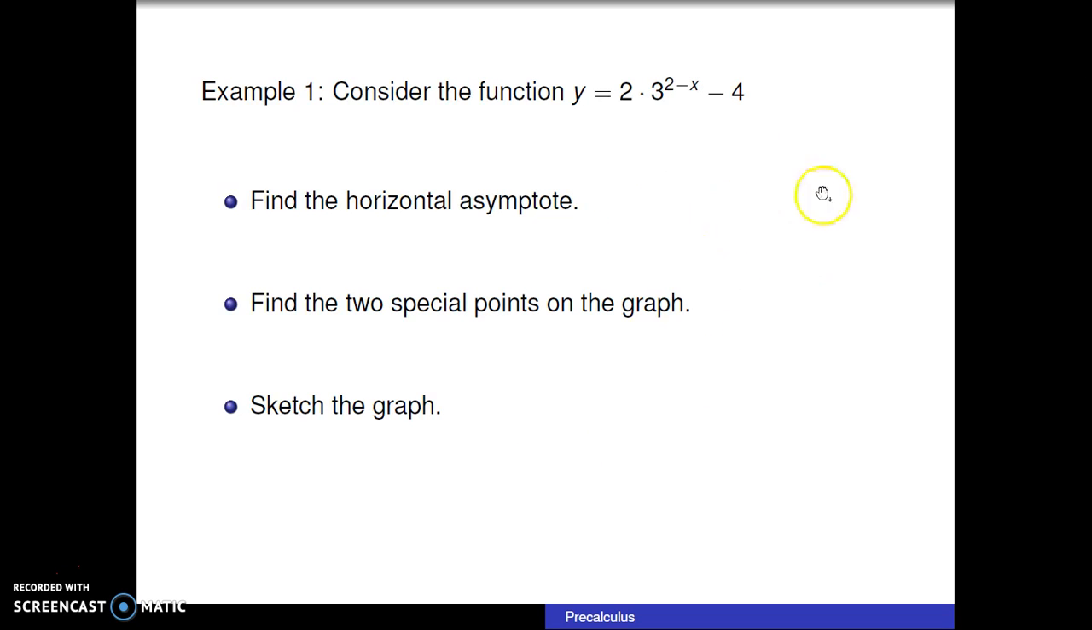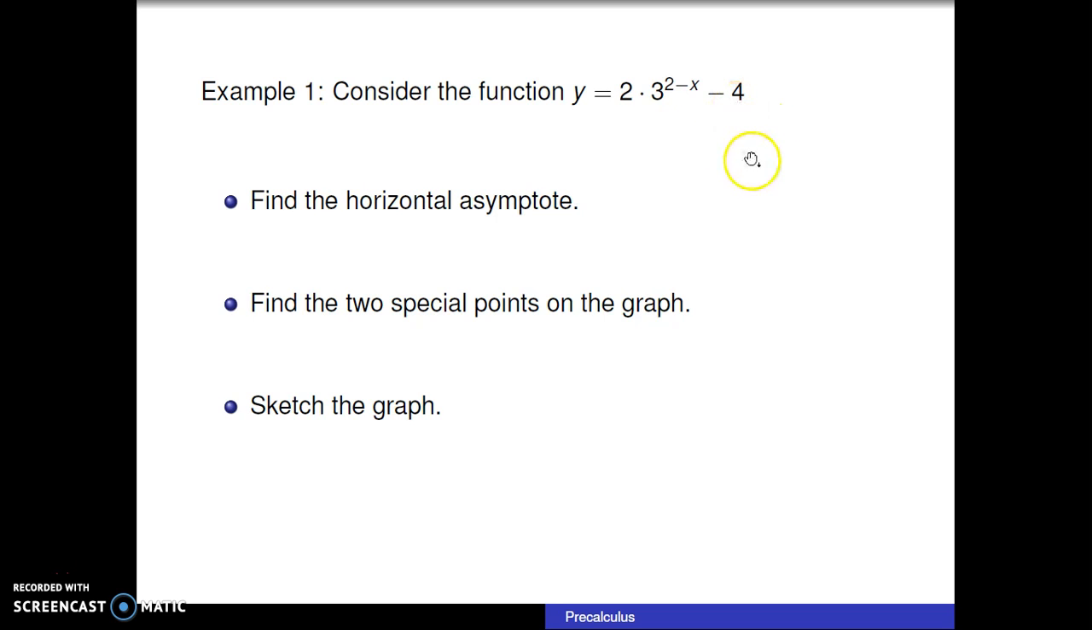Okay, so this could be a good test type question right here. And you'll notice that this is just a transformation of the exponential function y equals 3 to the x. And we'll figure out how to graph this. All right, so first of all, the horizontal asymptote. Most of this is irrelevant to the horizontal asymptote. It's only the vertical shift up or down that affects that. And we see that this negative 4 is the only thing affecting the vertical shift. So the horizontal asymptote is quite simply y equals negative 4.